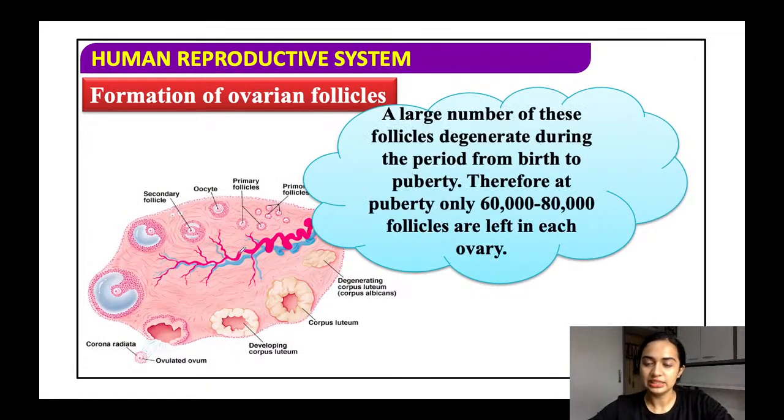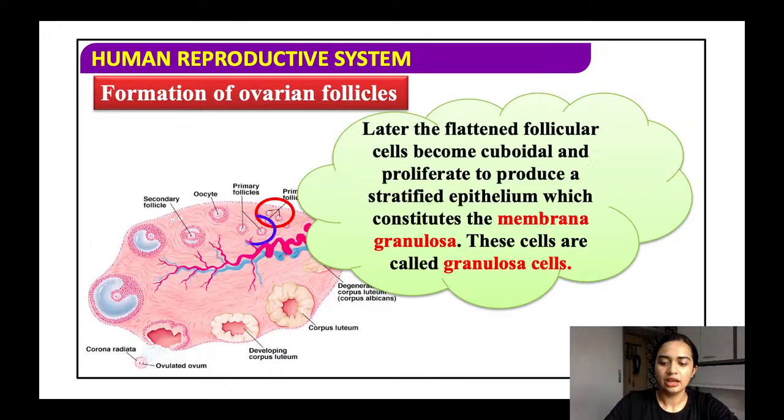A large number of these follicles will degenerate from the period of birth to puberty. As I told, as soon as the female fetus is born, the multiplication or the formation stops. All right, so whatever was to be formed has been formed. They are formed in millions, okay, and now a lot of them degenerate, and what remains is only 60,000 to 80,000 follicles left in each ovary, fine, clear. Now later what happens is that the flattened follicular cells, all right, become cuboidal in nature.